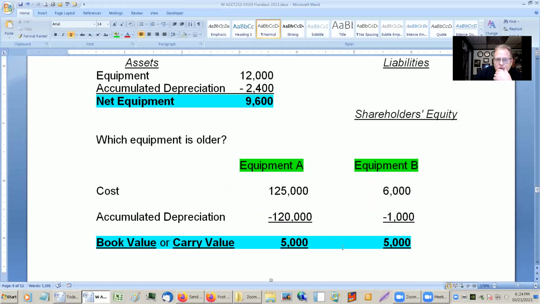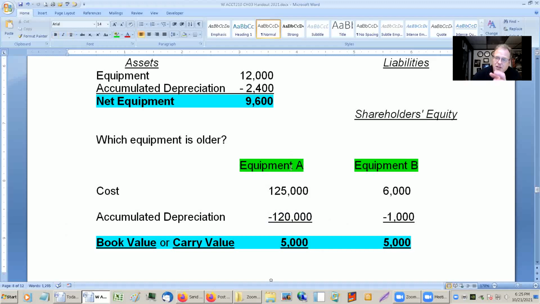So here's the thing. Equipment A is a much older piece of equipment, and it's probably going to have to be replaced fairly soon, right? I mean, it looks like it's almost all the way down. The depreciation value is bigger than the book value. Exactly. This one's probably going to have to be replaced. And looking at these two machines, which machine is probably the bigger, more expensive machine, A or B? A.